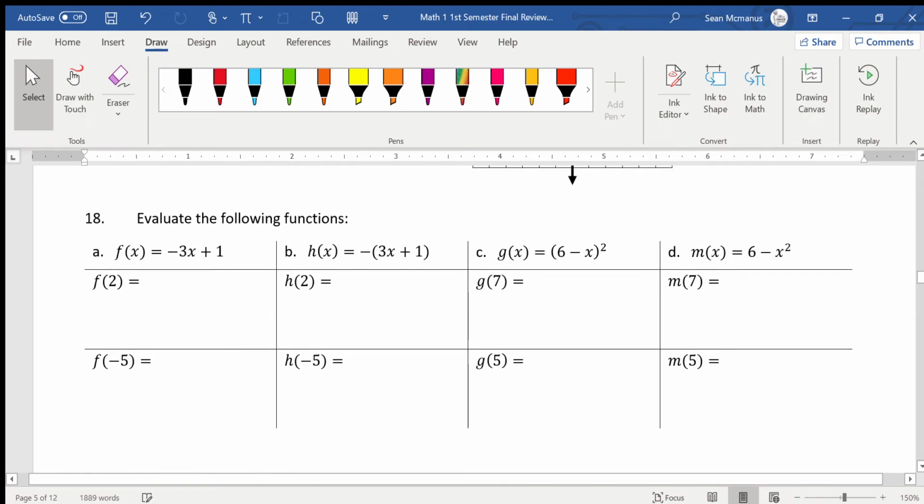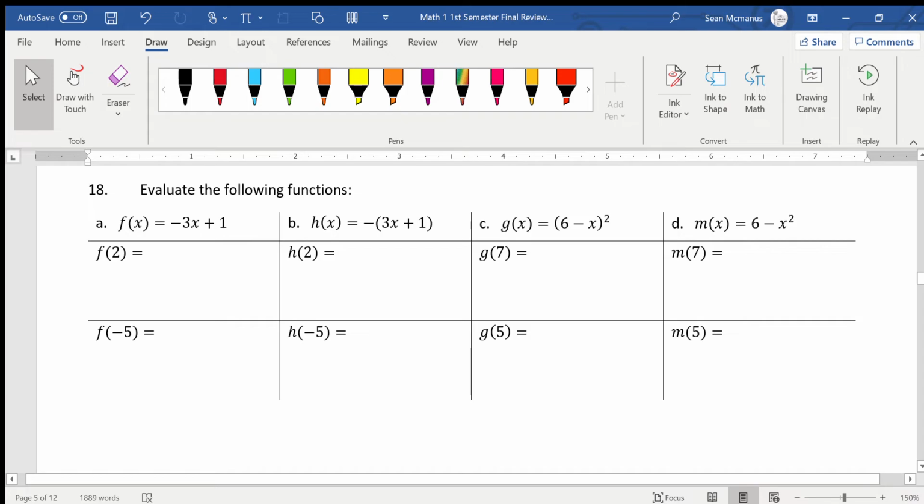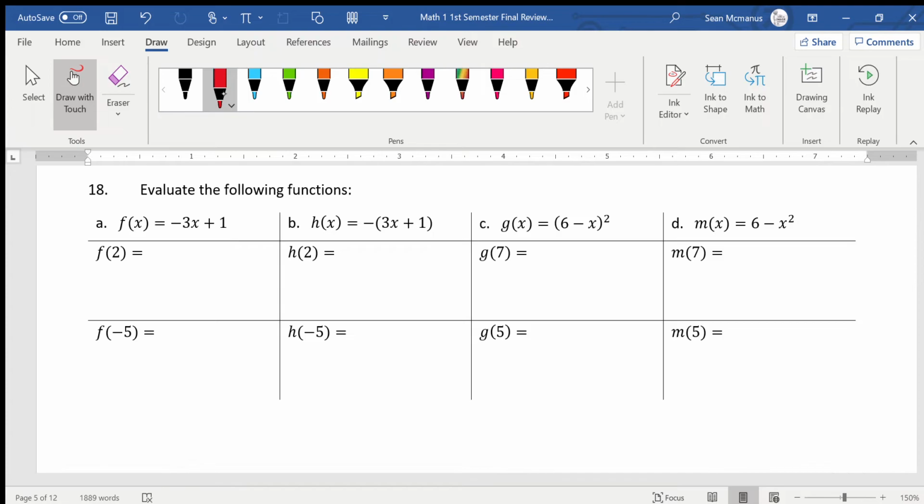So 18, evaluate the following functions. We practiced this a little bit above with the function machines. This really just means plug in, right? And what we have to understand is when I see this notation right here, f of 2, that means that the x is 2. So I'm just going to take my equation right here, and I'm going to plug in a 2. So negative 3 times 2 is negative 6, plus 1 is negative 5. So f of 2 equals negative 5.